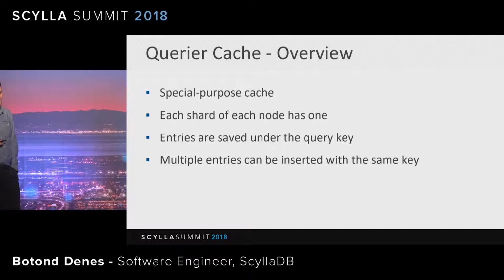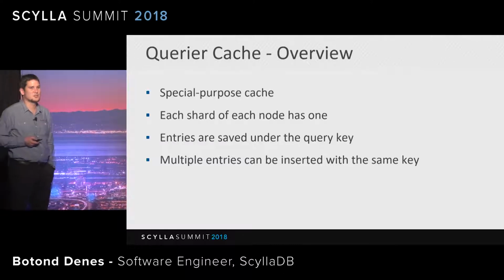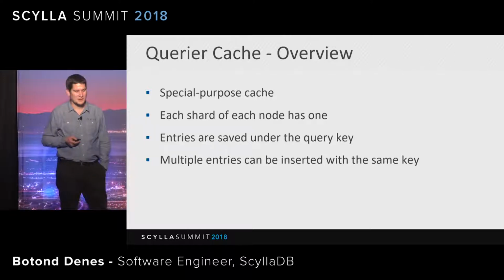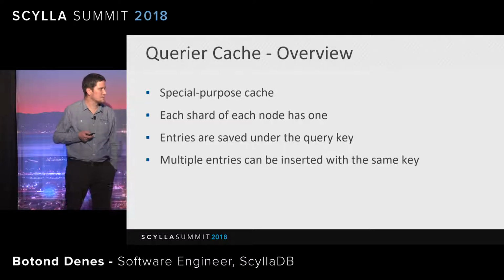So the foundation of stateful query is the Querier cache. The cache where these queriers, these local states on replicas, are saved. This is a special purpose cache. Each shard of each node has one of these caches. Like I mentioned, the entries are saved under the query key, the unique key that's generated on the first page.